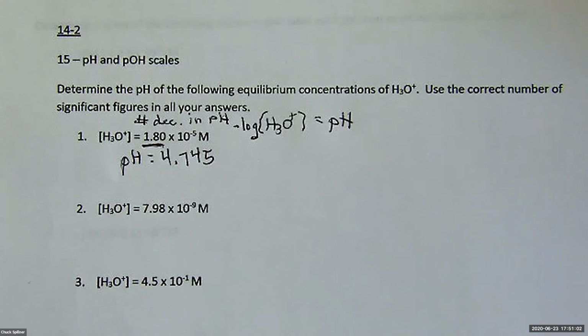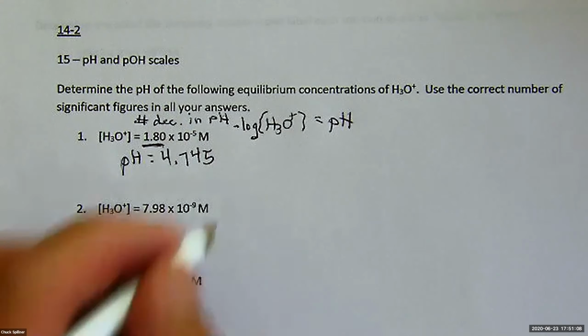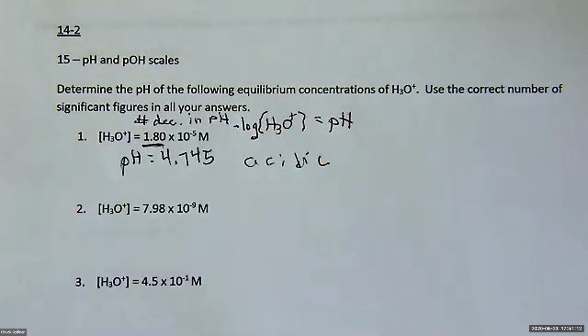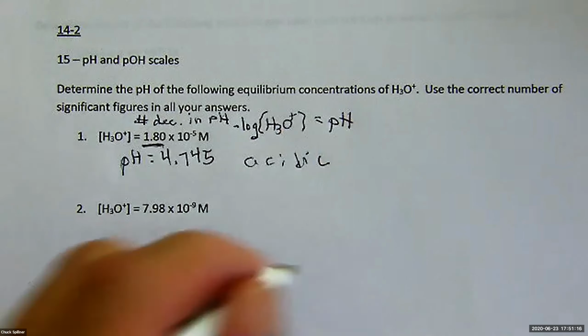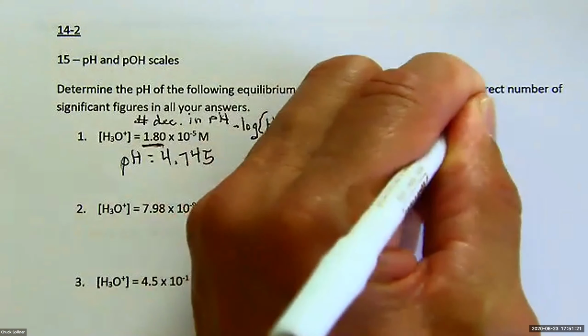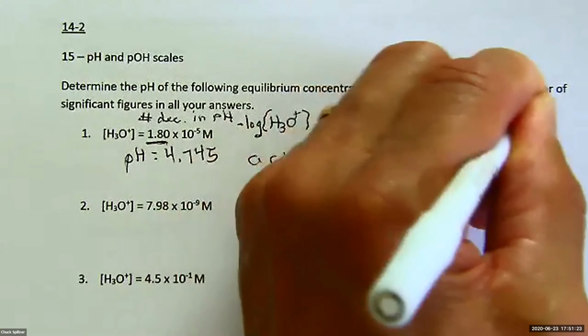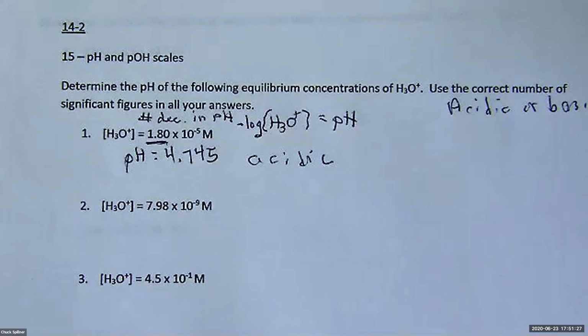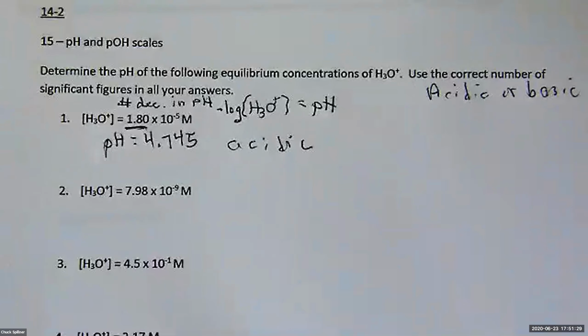Let's look at the next one. The other thing I want you to figure out is, is this acidic or basic? Well, the pH is less than 7, so it's acidic. It doesn't say that in the directions, but I want you to determine if it's acidic or basic. Think of that also while you're doing these.